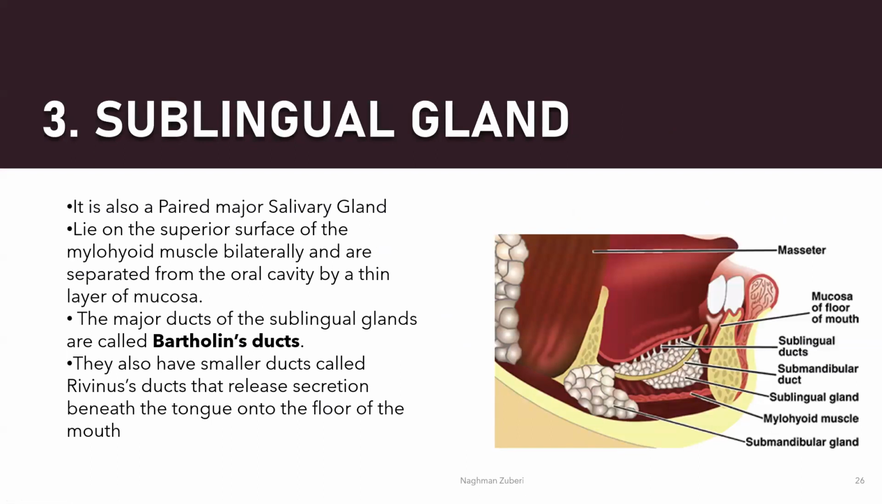Sublingual gland. It is also a paired gland. It lies on the superior surface of the mylohyoid muscle bilaterally and is separated from the oral cavity by a thin layer of mucosa. The major duct of the sublingual gland is known as Bartholin's duct. There are also smaller ducts, which we call the ducts of Rivinus, that release the secretion beneath the tongue onto the floor of the mouth. Smaller ducts, multiple.